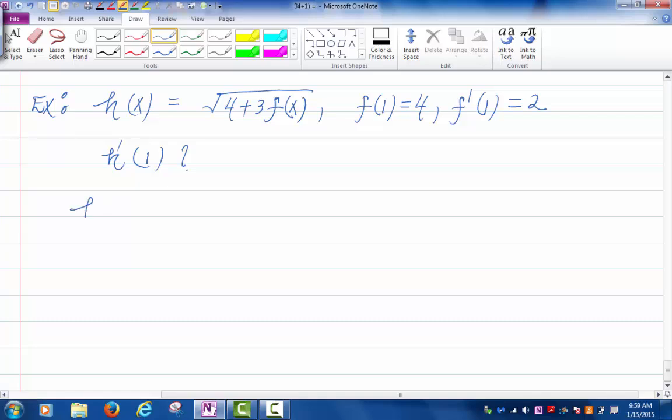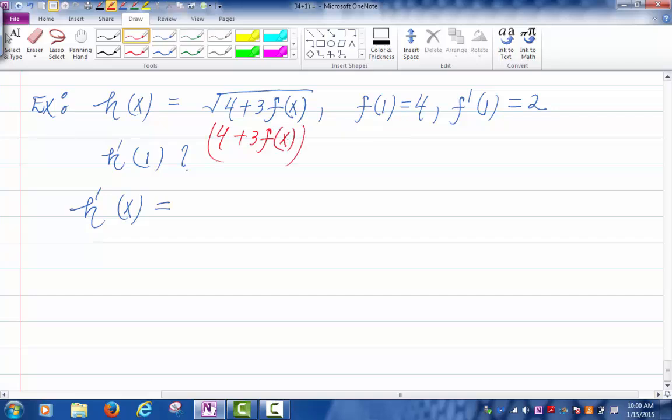Basically you have to find the derivative of h. The function h is given to you as the root of 4 plus 3 times f of x, and I'm going to rewrite that function as 4 plus 3 f of x to the half. If the quantity inside the parenthesis was just x, then you have x to the half, and the derivative would be half x to the half minus 1. But the quantity inside the parenthesis is not just x, so you have to multiply by the derivative of that.